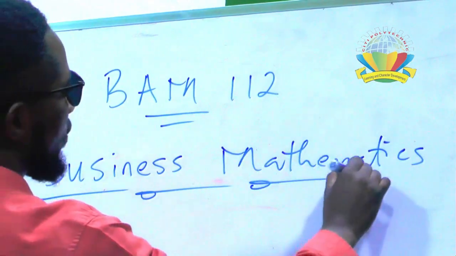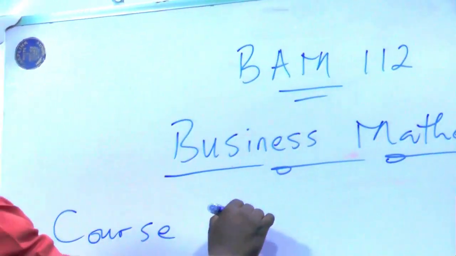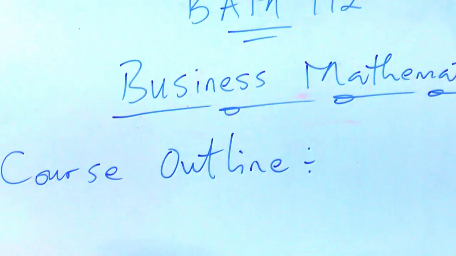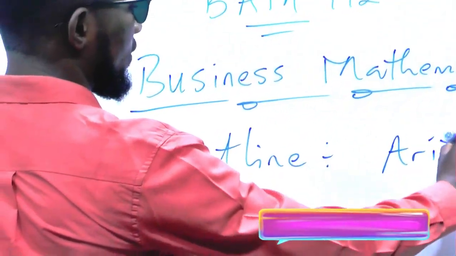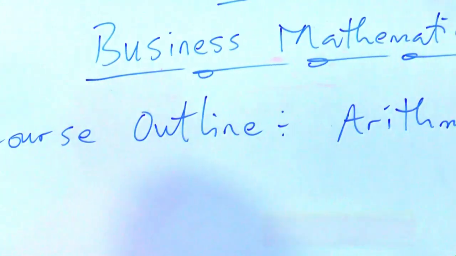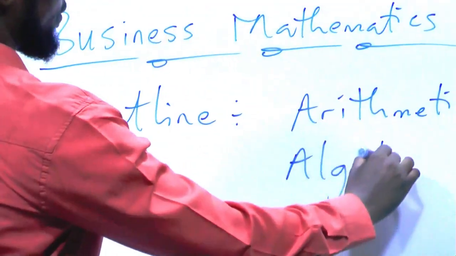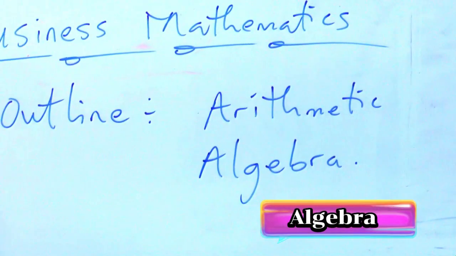Alright. Under the course outline, which I will be stating here, we have the arithmetic. It's divided into two sections. Then the other segment is what we refer to as algebra.